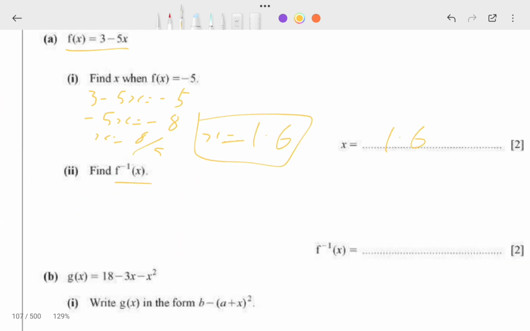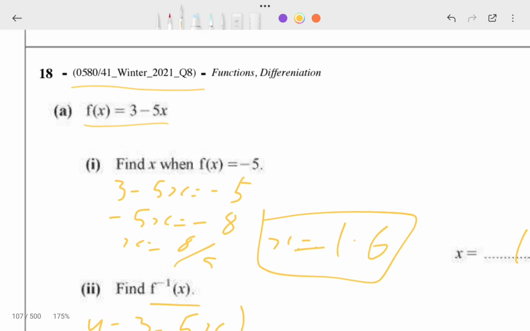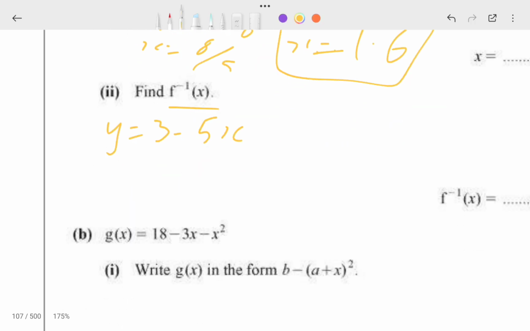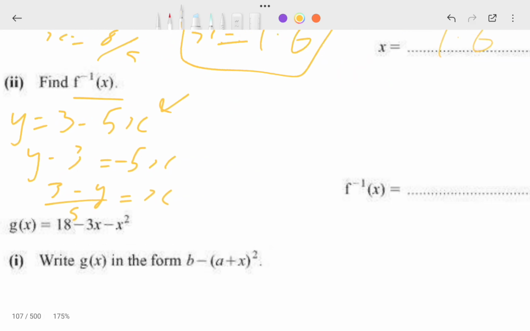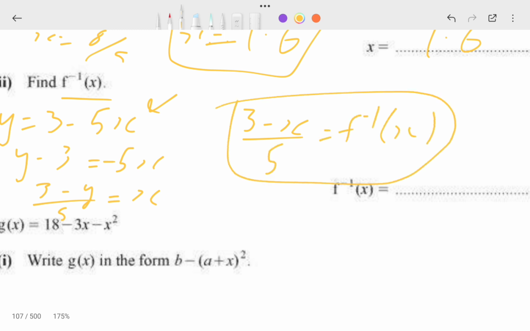Okay, find f inverse of x. So y is equal to 3 minus 5x. So we'll make x the subject. So y minus 3 is equal to minus 5x. So 3 minus y divided by 5 is equal to x. And now we will replace it. 3 minus x over 5 is equal to f inverse of x. So this is our answer.